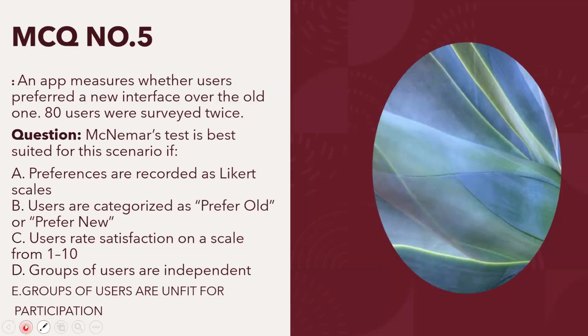So MCQ number 5: an app measures whether users preferred a new interface over the old one. 80 users were surveyed twice. McNemar's test is best suited for this scenario if: preferences are recorded as Likert scales; users are categorized as prefer old or prefer new; users rate satisfaction on a scale from 1 to 10; groups of users are independent; or groups of users are unfit for participation. Which scenario?